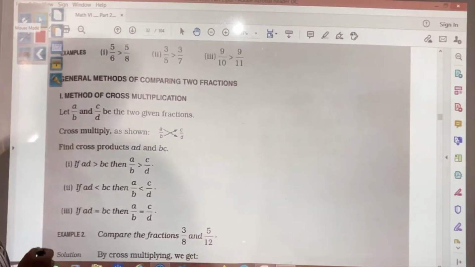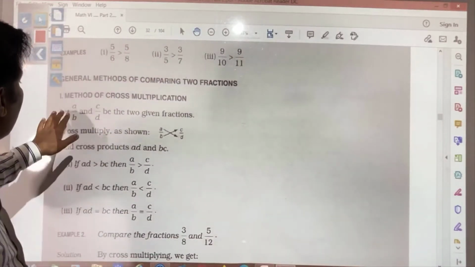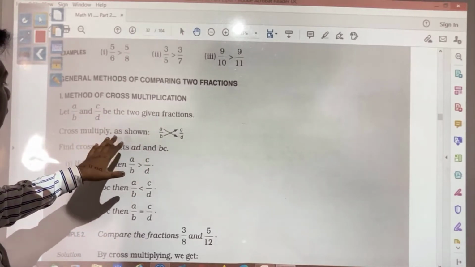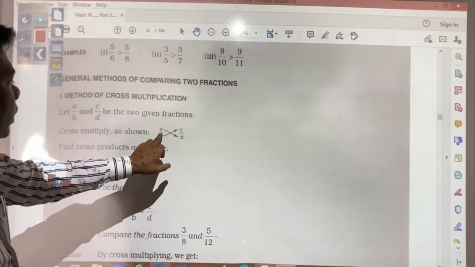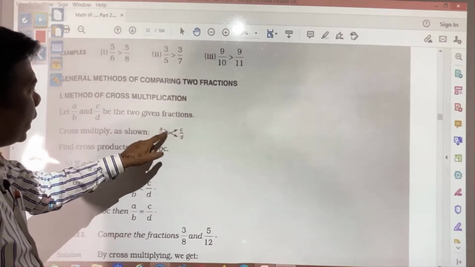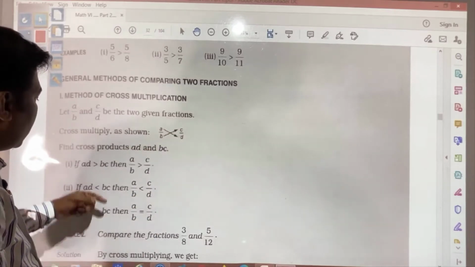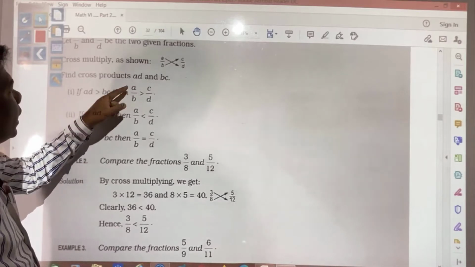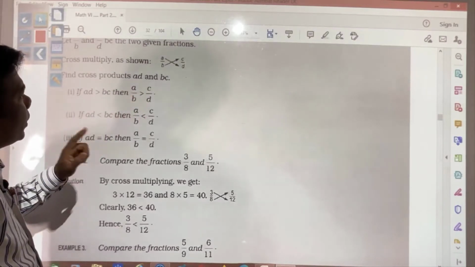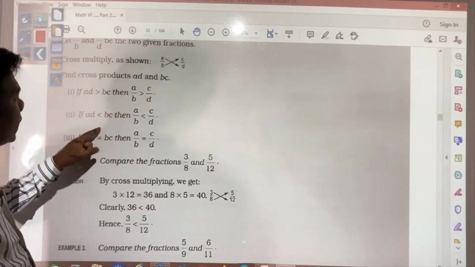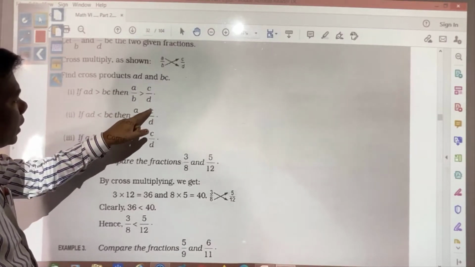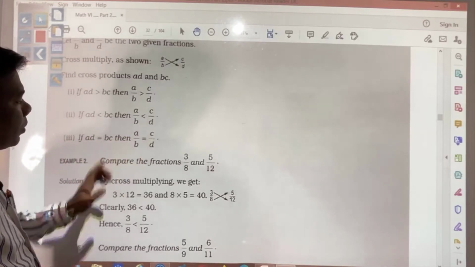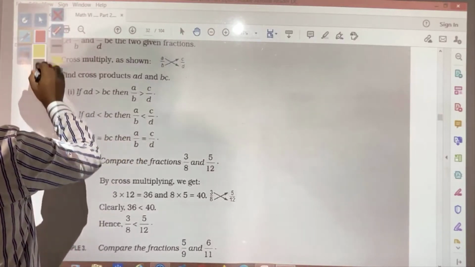The general method of comparing two fractions is what? Here you see, let A by B and C by D be two given fractions, cross multiply as shown. In this way we need to do cross multiplication, A into D and B into C. If AD is greater than BC, then A by B will be greater than C by D. If AD is lesser than BC, then A by B is lesser than C by D, and if both are equal, then A by B will be equal to C by D. Let's see one example.